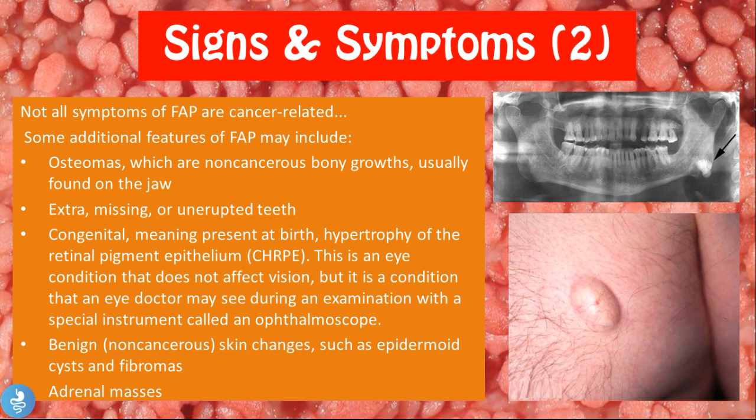And this concludes part 1 of Familial Adenomatous Polyposis. In part 2, we'll be talking about some complications, the diagnosis, and the treatment of this syndrome.